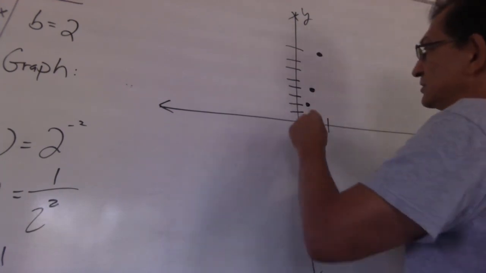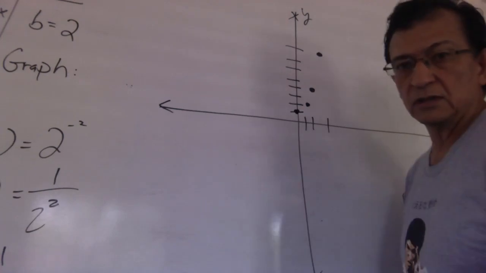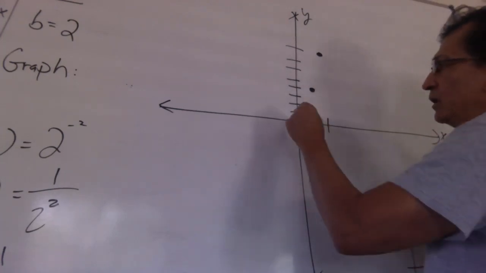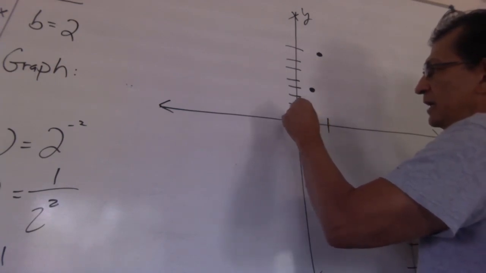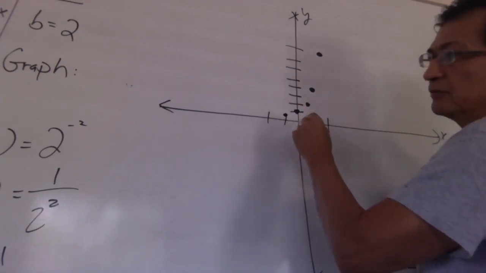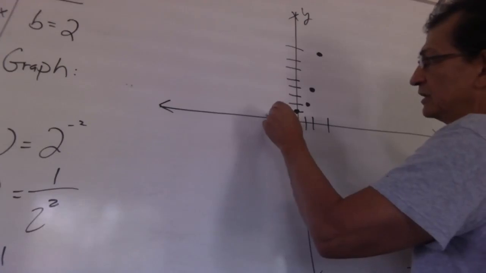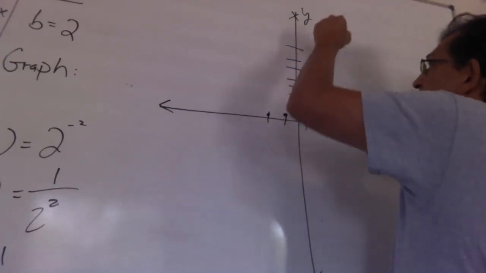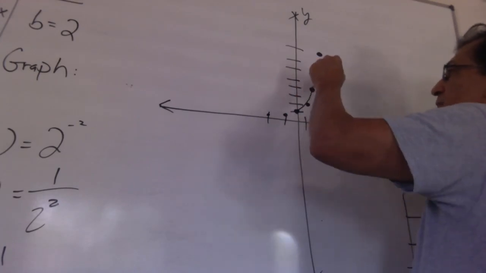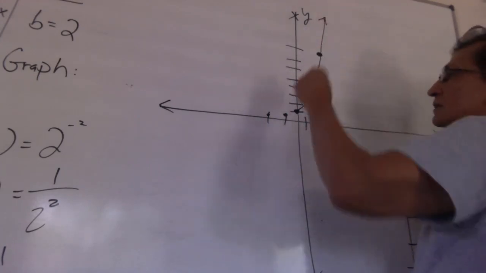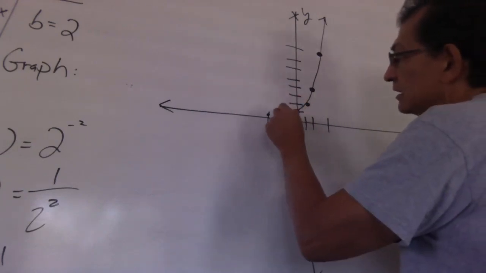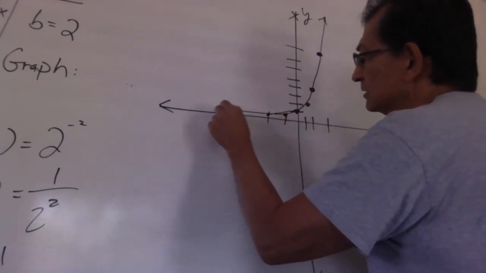Then our next point is (0, 1). And our next point is (-1, 1/2). And our next point is (-2, 1/4). Okay, so you can see what's happening here: if I connect these points, this is an exponential growth function, and it goes down this way.